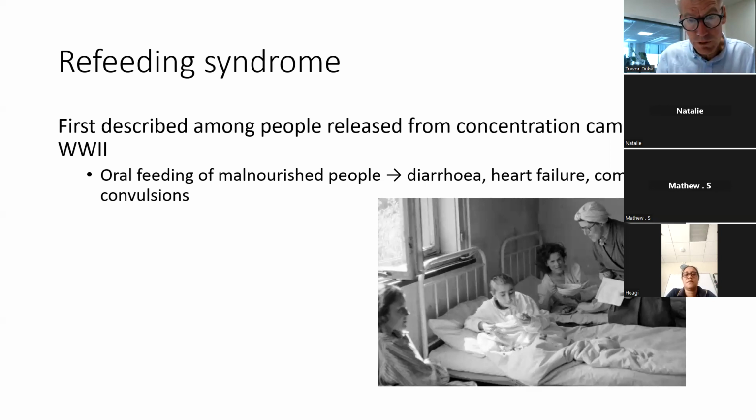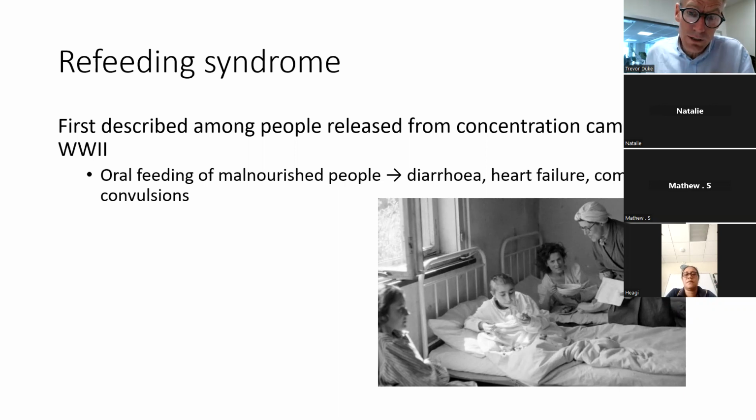Refeeding syndrome has existed forever, of course, but it was first described among people who were released from concentration camps, particularly in Germany, but also in Japan, after the Second World War. What they found was that when these malnourished people, who are skeletal, often severely marasmic, were refed, they often developed diarrhea, became very unwell, lethargic, often had heart failure, may lapse into coma, become very weak, and have convulsions.